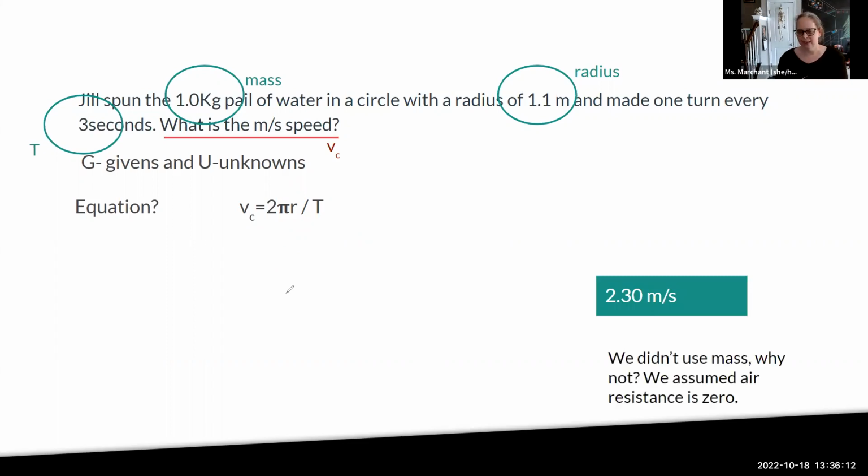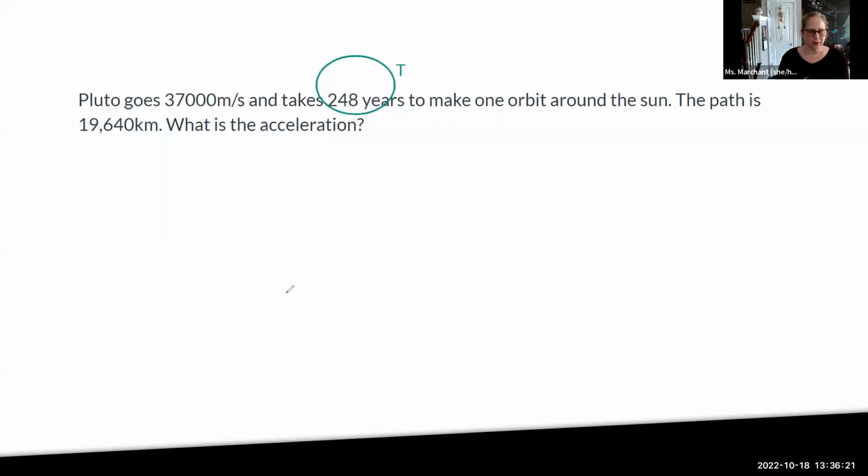Okay, again, we assumed air resistance is 0, so that is why we did not use the mass in this case. Okay. Pluto goes 37,000 meters per second. Well, there's our speed right there.